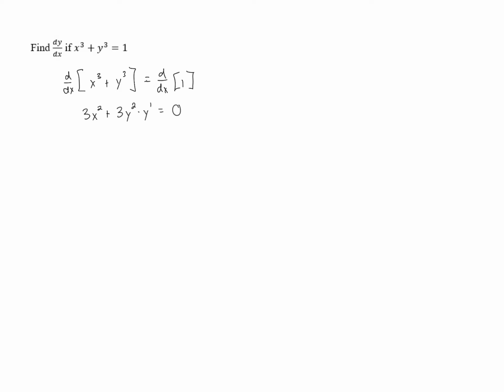Now, if we want to solve for y prime, we've got to subtract 3x squared from both sides. So it's going to give us 3y squared y prime equals negative 3x squared. And then to get the y prime alone, we need to get rid of that 3y squared. So we're going to divide both sides by 3y squared. Those 3's on the right are going to cancel, and we're going to have negative x squared over y squared. So that is the derivative.